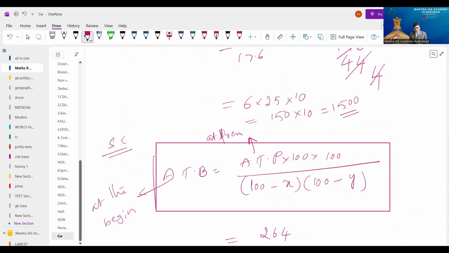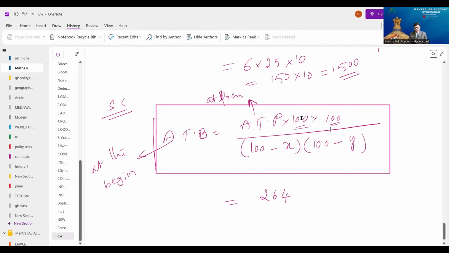So here we have 2 operations, minus x minus y. That's why I have to keep into 100 into 100. That's not 3 times, please remember. Now 264 into 100 into 100 by 100 minus of first expenditure 12. Second time is what? 80%, so 100 minus 20 is 80.